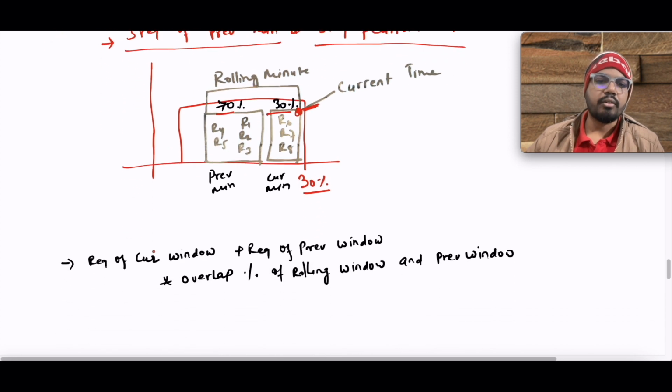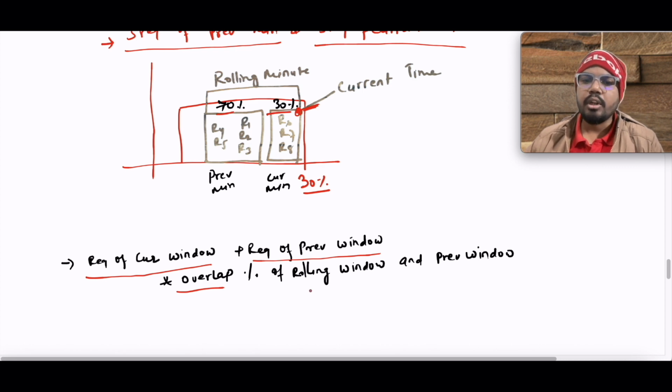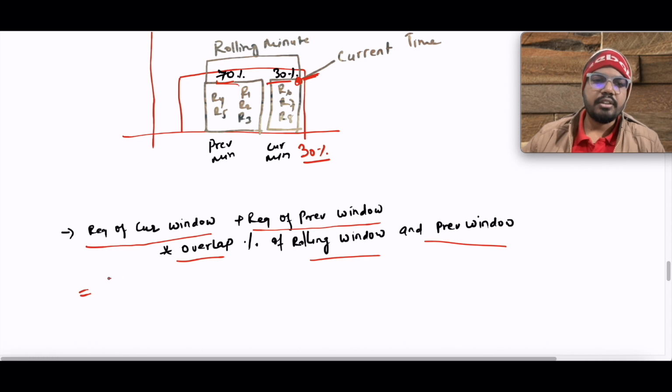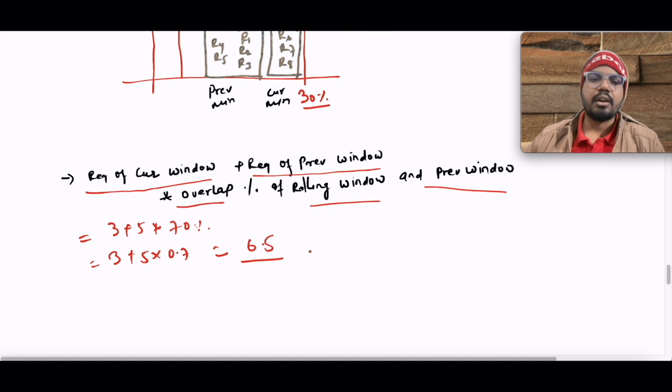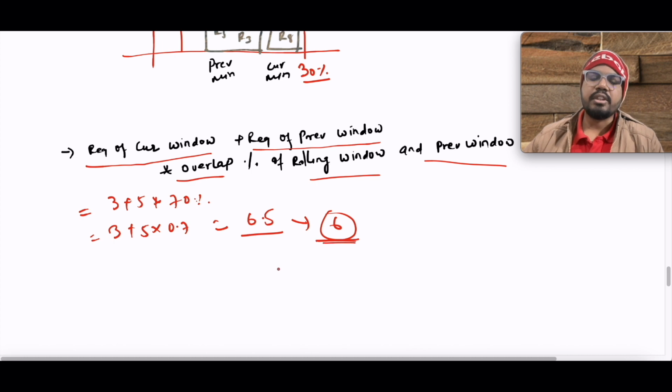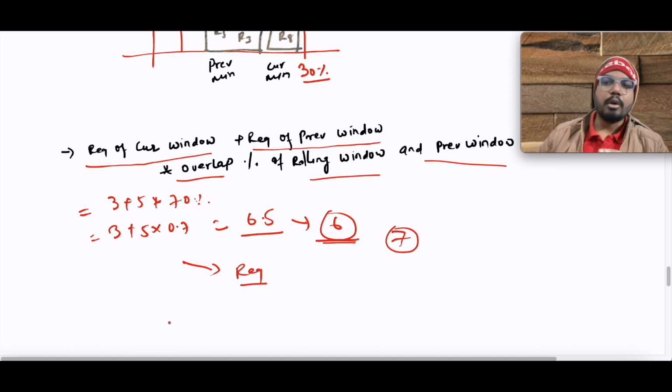Here is the formula: requests in the current window plus requests in the previous window multiplied by the overlapping percentage of the rolling window and the previous window, which is 70%. It means 3 plus 5 times 70%, which is 6.5, and rounding down it will be 6. So currently we have 6 requests and the limit is 7, so we can take one more request. So this is all about the algorithms we will be using for rate limiting.